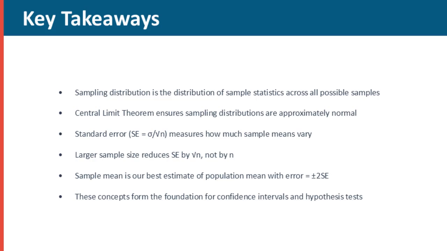Now, here are the key takeaways from this topic. Sampling distributions describe how sample statistics vary. The central limit theorem ensures sampling distributions are approximately normal. Standard error measures sampling precision. Larger samples reduce standard error by a factor of root n and not n. We use sampling distributions to estimate population parameters with known precision. And finally, these concepts power hypothesis testing and confidence intervals. Master sampling distributions and you have mastered the bridge between samples and populations. You understand why statistics works.